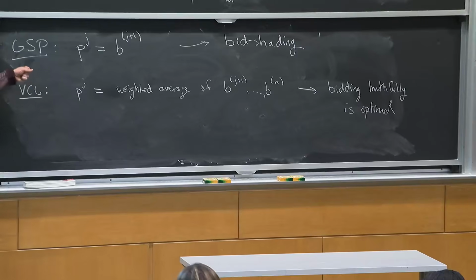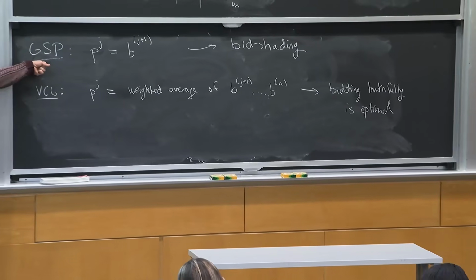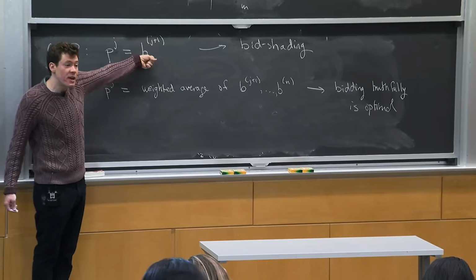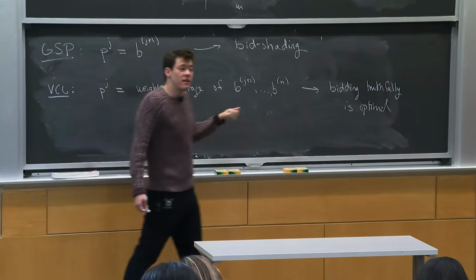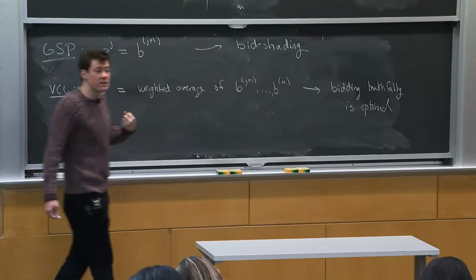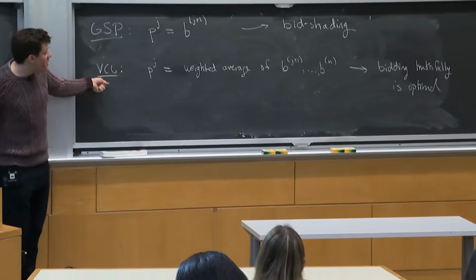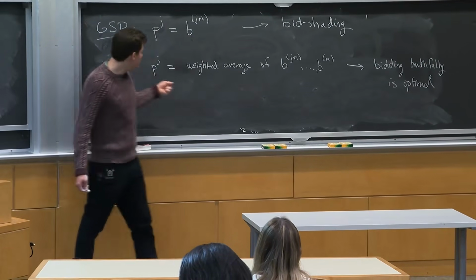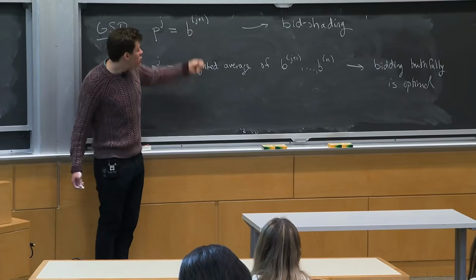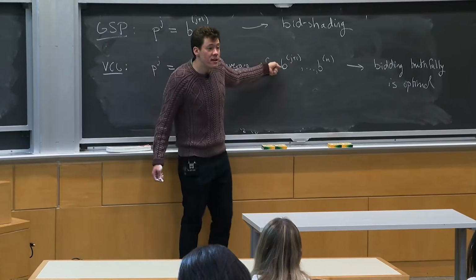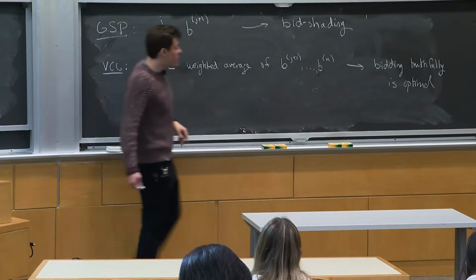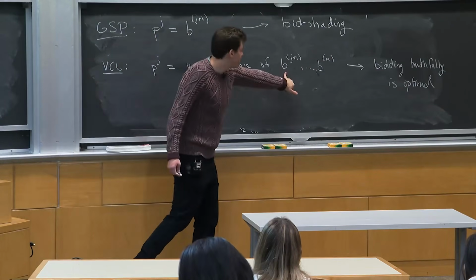In short, it turned out in the GSP, while it seemed like the right generalization to have you pay the next highest bid, that was actually too high. And as a result, people wanted to shade their bids. In a VCG, you actually are asked to pay less relative to your bids. Instead of paying the next highest bid, you pay a weighted average of the next highest bid, the next highest, and so on. And these later bids are lower than this bid here.